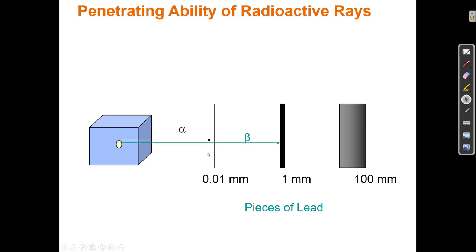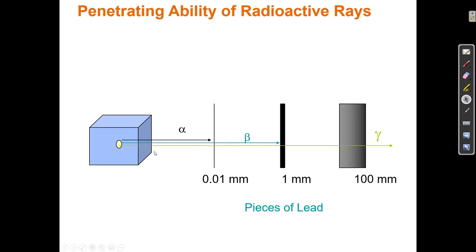Beta particles can travel through 0.01 millimeter of lead, but they will get absorbed by 1 millimeter of lead. So beta particles have higher penetrating ability. They have higher penetration than alpha particles, but they'll still get stuck. Maybe they can travel through a piece of paper, but they can't travel through a 2x4 or something. They can't travel through a piece of wood.